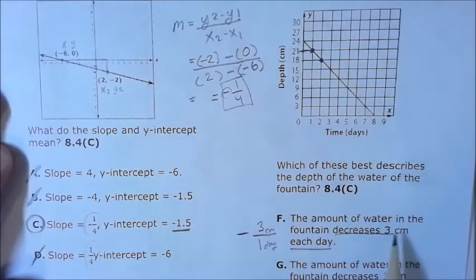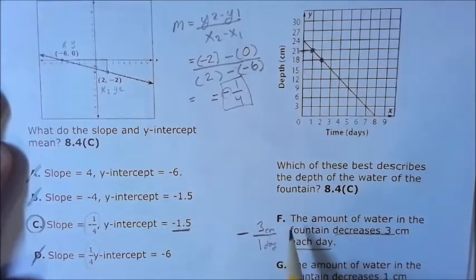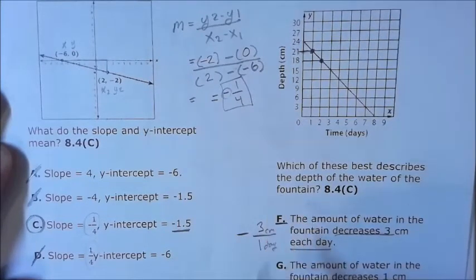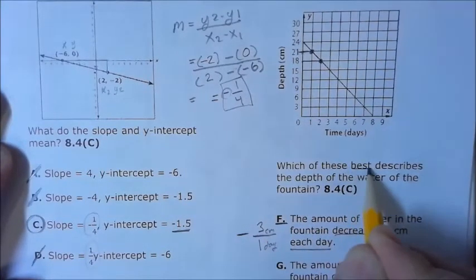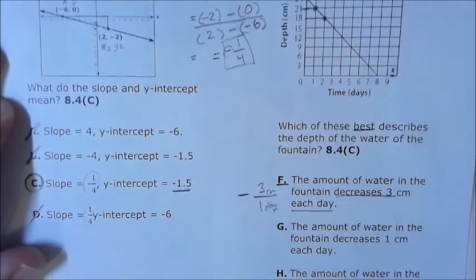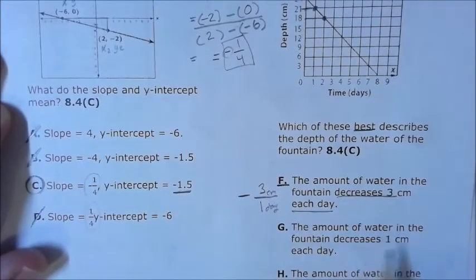So we can look at it and go, okay, this is a true statement. It really does decrease 3 centimeters each day. So what I'd say is let's underline it, because that's definitely a correct answer, but we want to make sure, since it's saying best describes, that there's not one that describes it better. So let's look at the next one. It says the amount of water in the fountain decreases 1 centimeter each day.